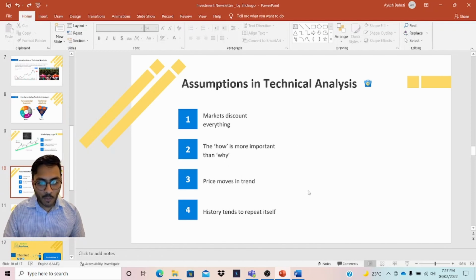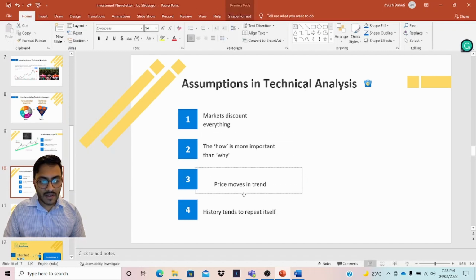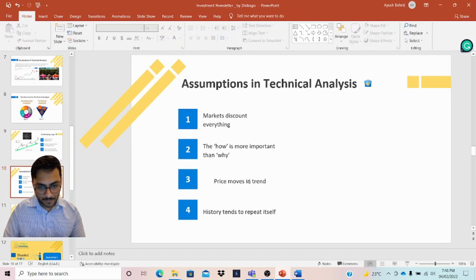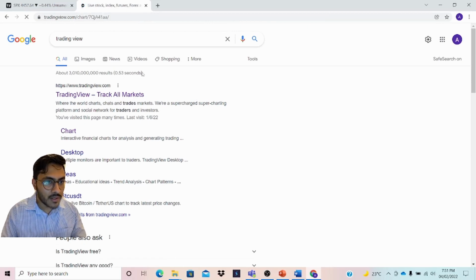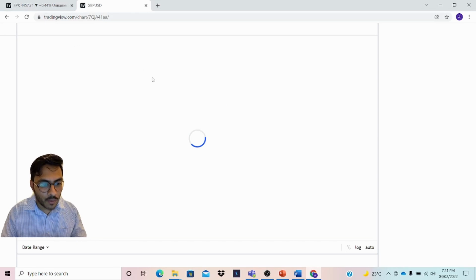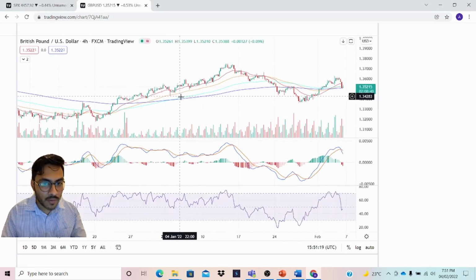The third point and fourth point, I will try to explain using one example. Prices move in trend and history tends to repeat itself. History tends to repeat itself means that the history will repeat, and because the history will repeat, you will see patterns on the chart. And prices moving in trend is basically the only reason a technical analyst knows from where to enter or from where to exit. I'll just take one example to make you understand point 3 and point 4.